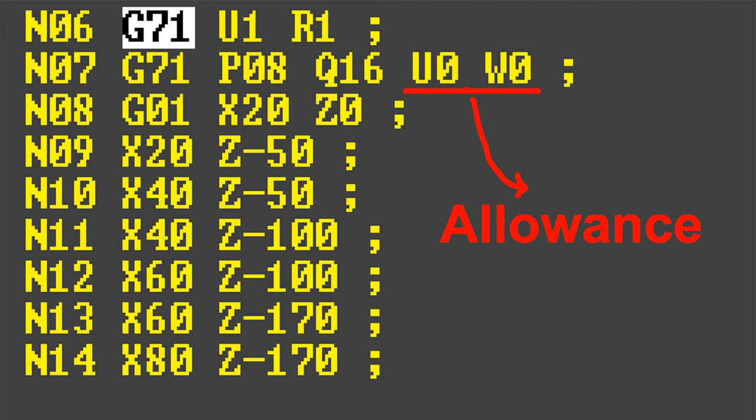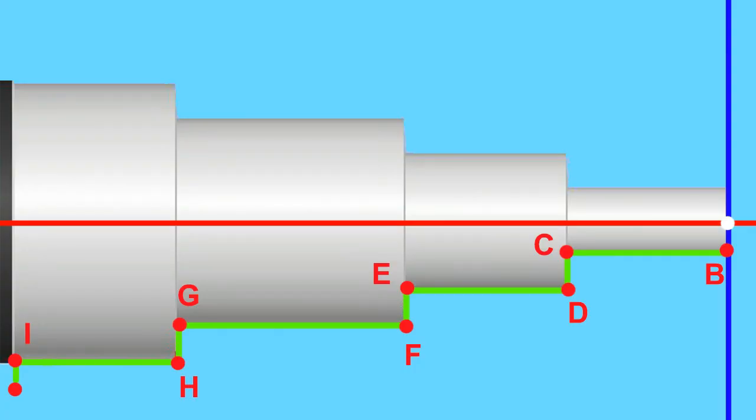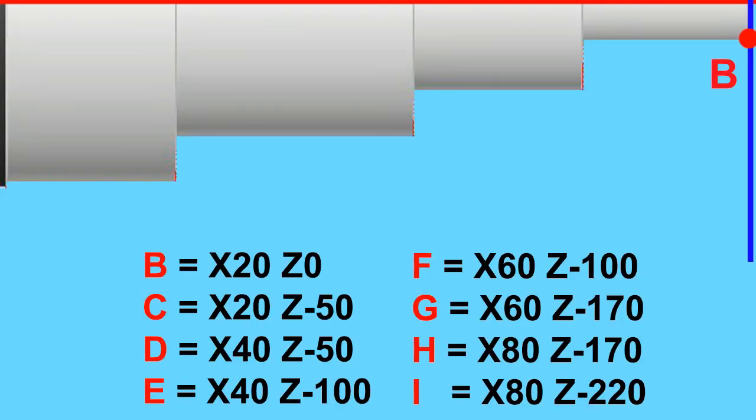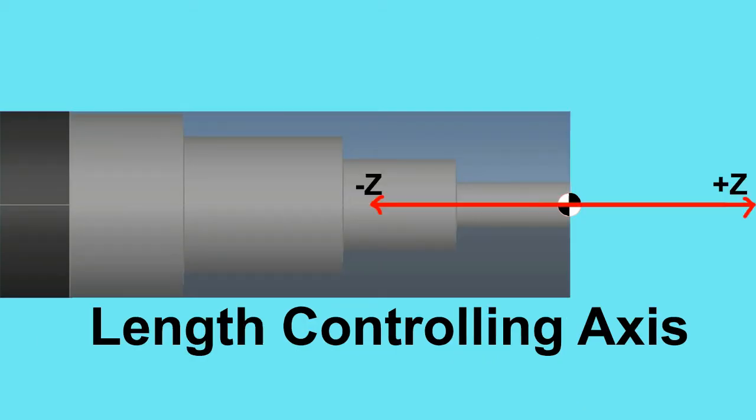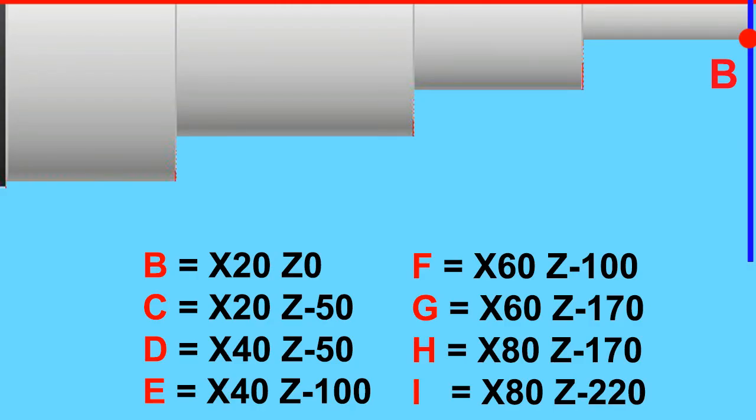So let's follow the path. As these are all linear values, we will use G01 and bring our tool to the point B, that is X20, Z0. Note, here we are using X as a diameter of the part and Z will be negative in the left direction. So we will just follow this path. First we are at B point and we will put X20, Z0. Now at C point, X is the same, that is X20, but we will put Z minus 50.